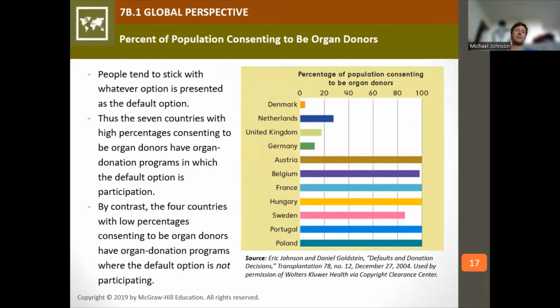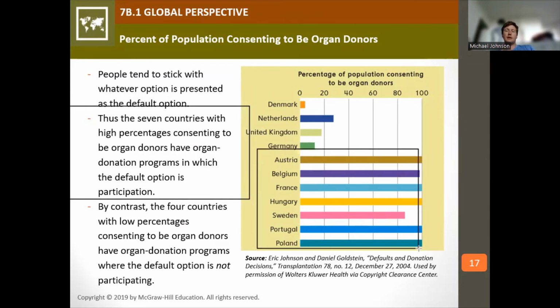So people tend to stick with whatever option is presented as the default option. In this case, the default option is to be part of the organ donor program. So these 7 countries: Australia, Belgium, France, Hungary, Sweden, Portugal, Poland, the default option is participation in the organ donor program. That's why they have such high rates of participation.